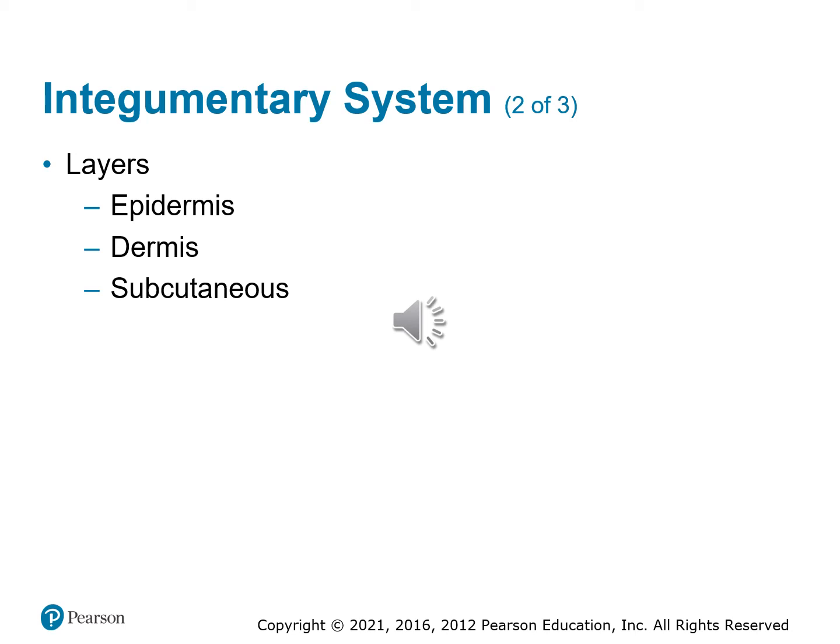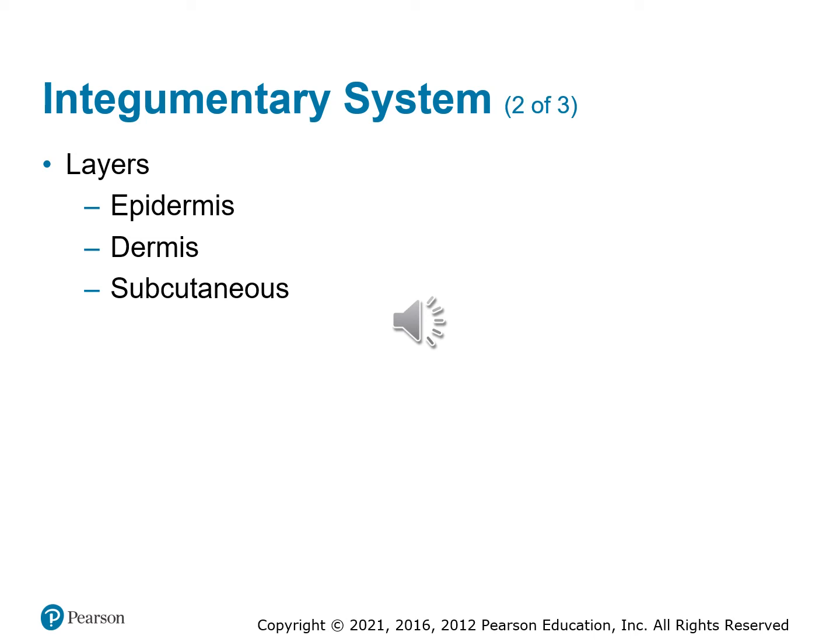The skin is made up of multiple layers, including the epidermis, the dermis, and the subcutaneous. The epidermis is the outermost layer. The dermis is the layer in between. This includes hair follicles and sweat glands. And then we have the subcutaneous layer. This is where our fat is and most of our blood vessels are going to be traveling through.